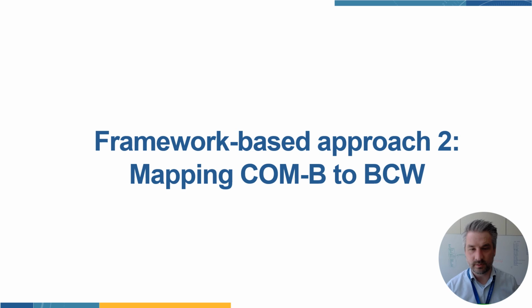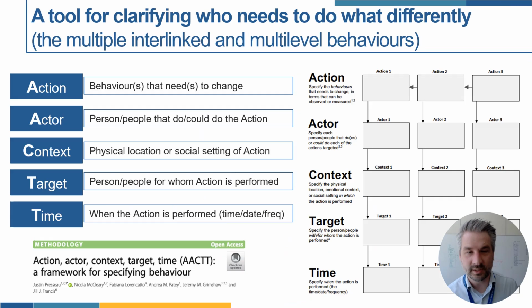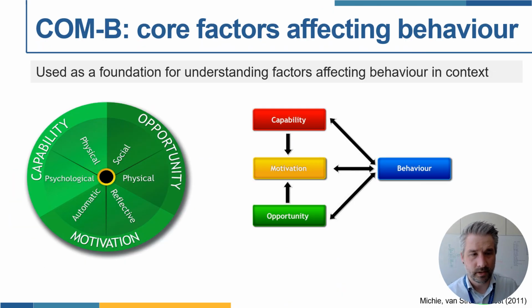A second approach, if you're interested in the more behavioral level, is mapping COM-B to the behavior change wheel. We talked about, in this approach, implementation being about behavior, someone at some level having to change what they do, and unpacking what those behaviors and actors might be. One model you may have come across to identify this at a higher level is understanding the capability, motivation, and or opportunity underlying a particular behavior, or COM-B.